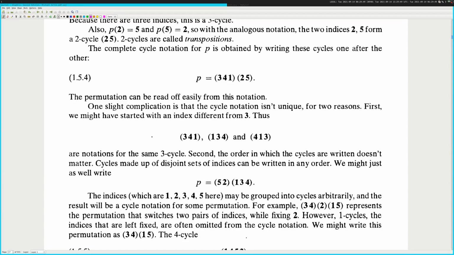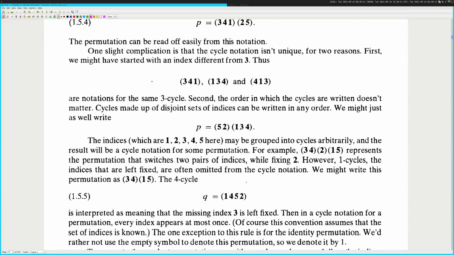The indices, which are 1, 2, 3, 4, 5 here, might be grouped into cycles arbitrarily, and the result will be a cycle notation for some permutation. For example, (3 4)(2)(1 5) represents the permutation that switches two pairs of indices while fixing 2. However, 1 cycles, the indices that are left fixed, are often omitted from cycle notation. We might write this permutation as (3 4)(1 5). The 4 cycle (1 4 5 2) is interpreted as meaning the missing index 3 is left fixed.